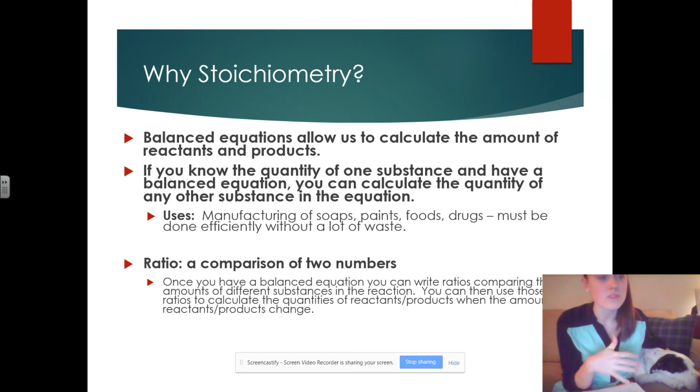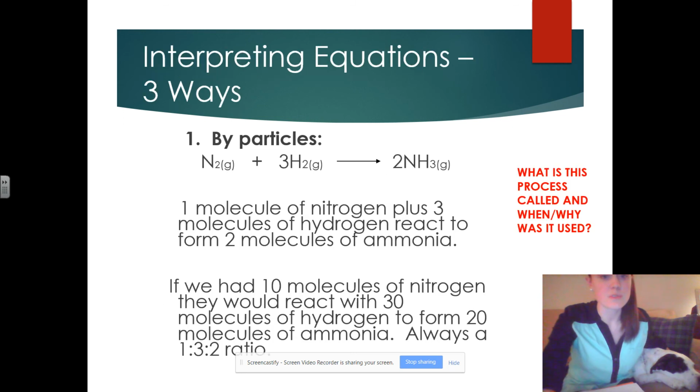And in stoichiometry, we use things called ratios, okay? And you may have heard about ratios before. I kind of mentioned them a little bit yesterday. A ratio is a comparison of two numbers, okay? So we're going to be using ratios that we find from chemical equations to go through and use stoichiometry to calculate quantities of different substances in those reactions, okay? So there are three ways of interpreting equations, and then three ways of kind of doing stoichiometry with those equations.